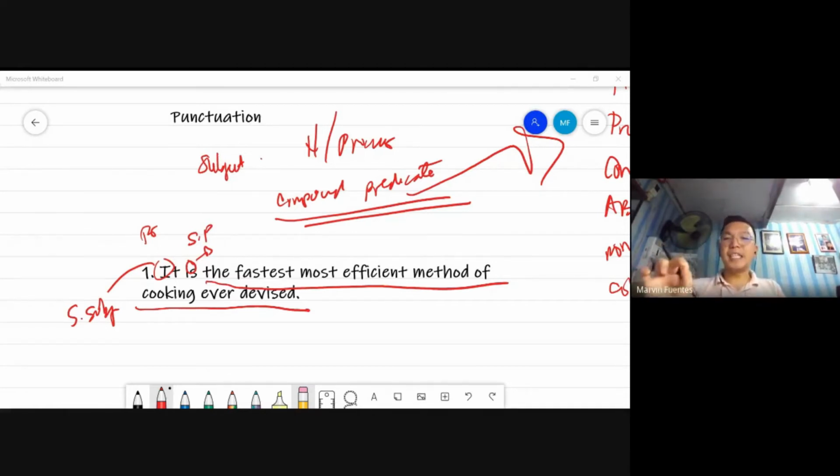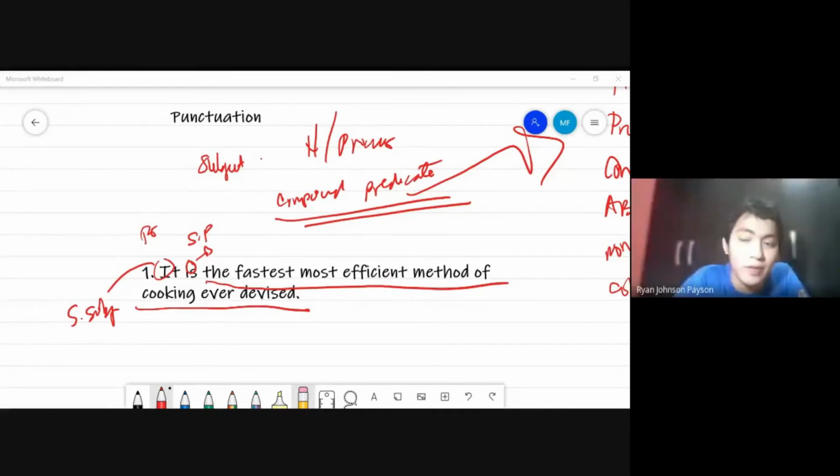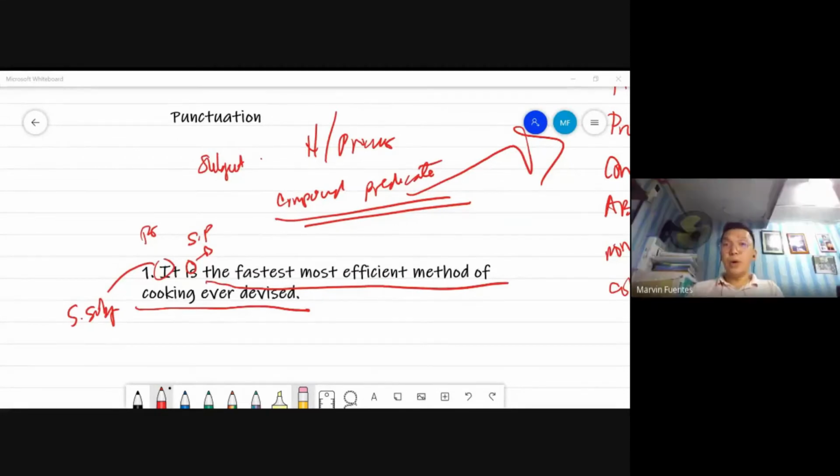Again, adjective, describing word, no? It actually answers how many, how much, what extent, whose, or what type, as simple as that. And then, it should be preceded with a specific noun. Ayun yung minomodify niya eh. Oh, tell me. Fastest, sir, most efficient. Very good. Fastest and most efficient.